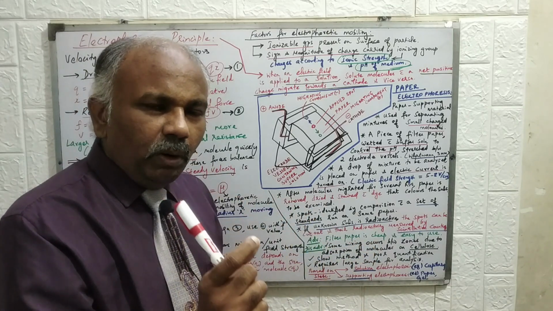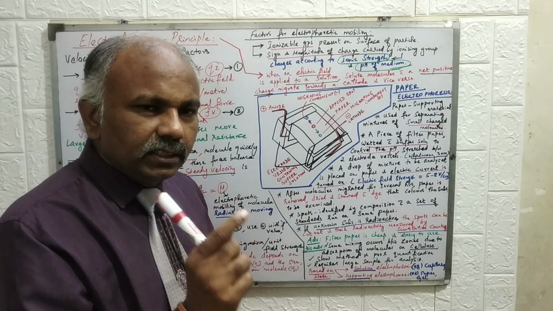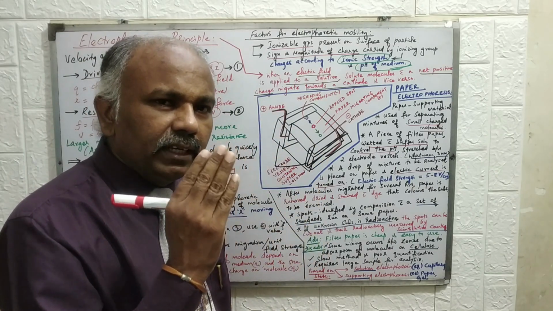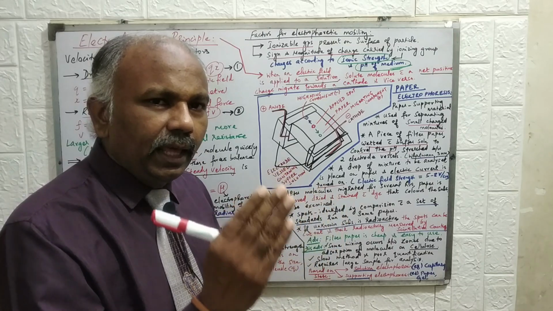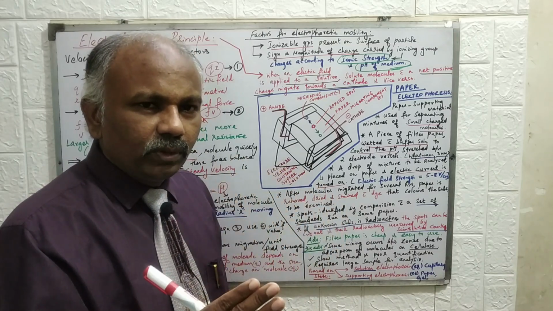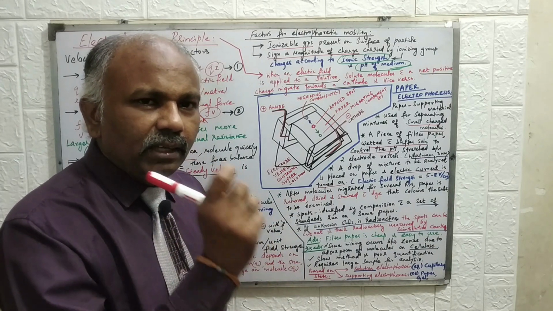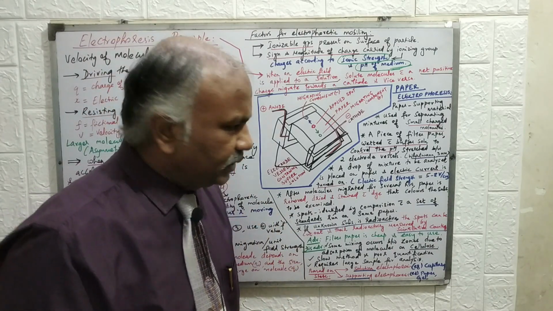So whichever solute molecules have a net positive charge will move towards the opposite terminal, that is the cathode, and whichever molecules have a net negative charge will travel towards the anode. This technique is called electrophoresis. Charged molecules getting separated under the influence of an electric field is called electrophoresis.